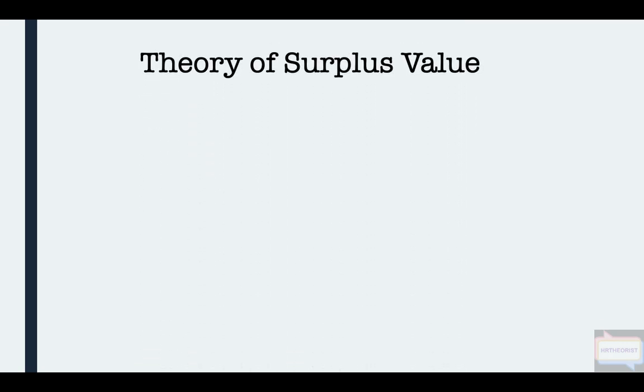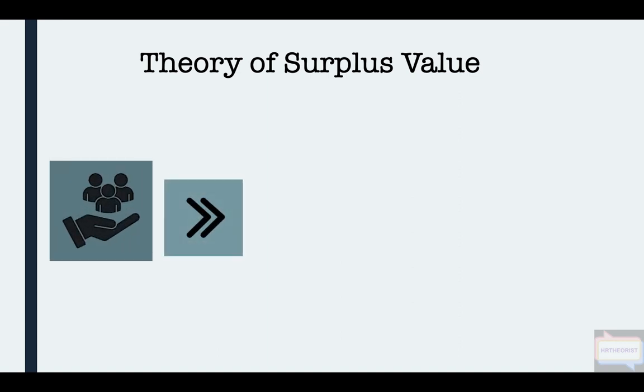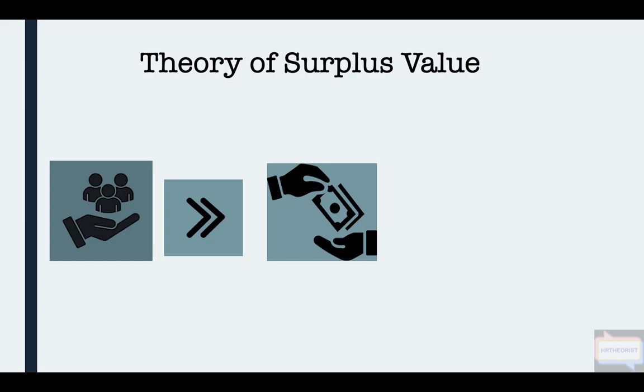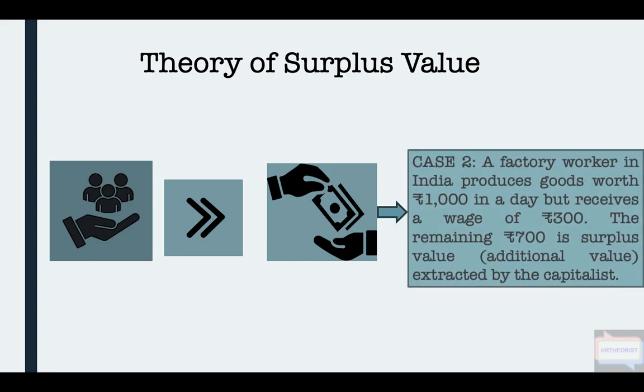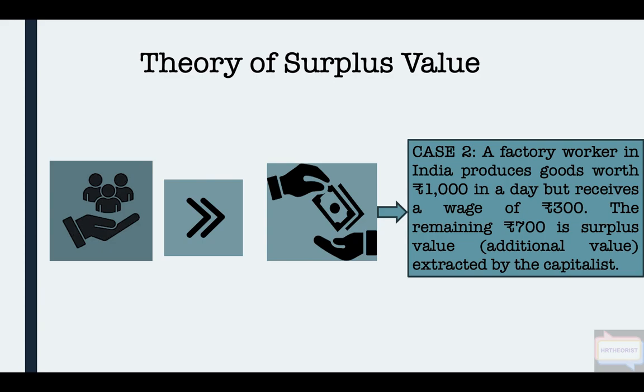Now, the second key point, theory of surplus value. Marx theory states that the value of a worker's labor exceeds the wages they receive. Let's provide a case in relation to surplus value in Indian rupees. A factory worker in India produces goods worth 1000 rupees in a day but receives a wage of 300 rupees. The remaining 700 is surplus value extracted by capitalists.